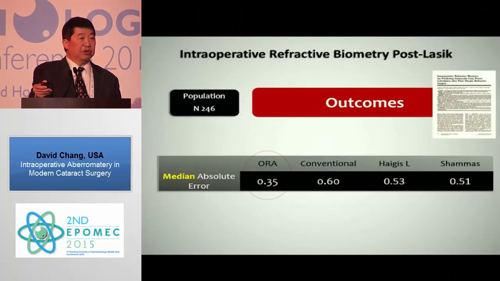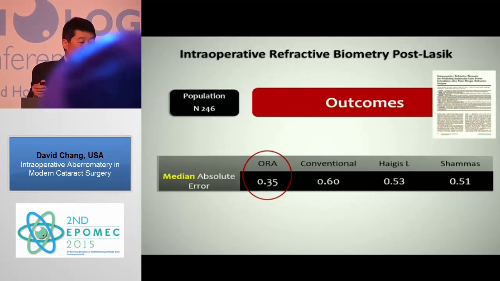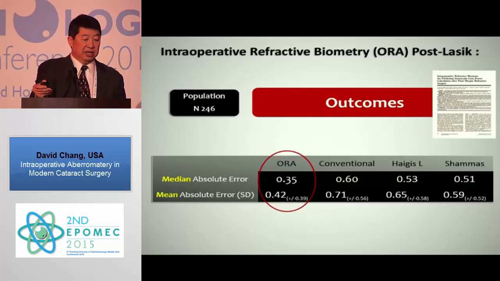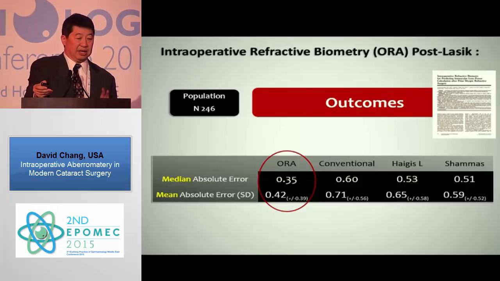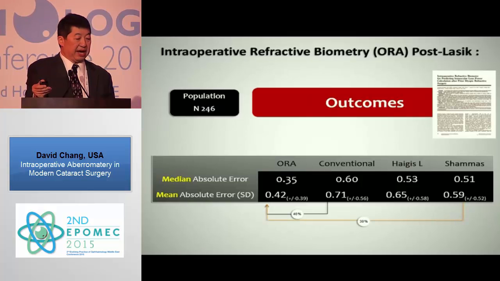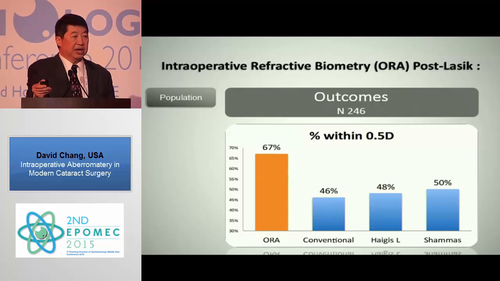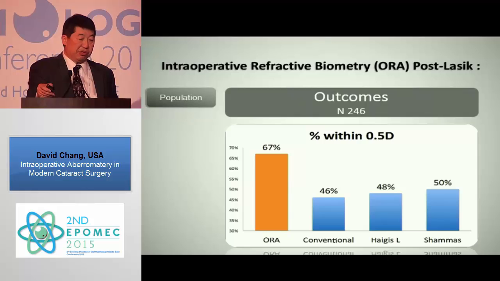So there were 246 eyes in this study, multiple surgeons, and you can see that for the error, whether you look at the mean or the median, the Aura system gave you the best results. But the way I like to look at it, and this is just the comparison to the other formulas, is if you just look at within a half diopter, look at how two-thirds now got that way with the Aura compared to the other formulas.